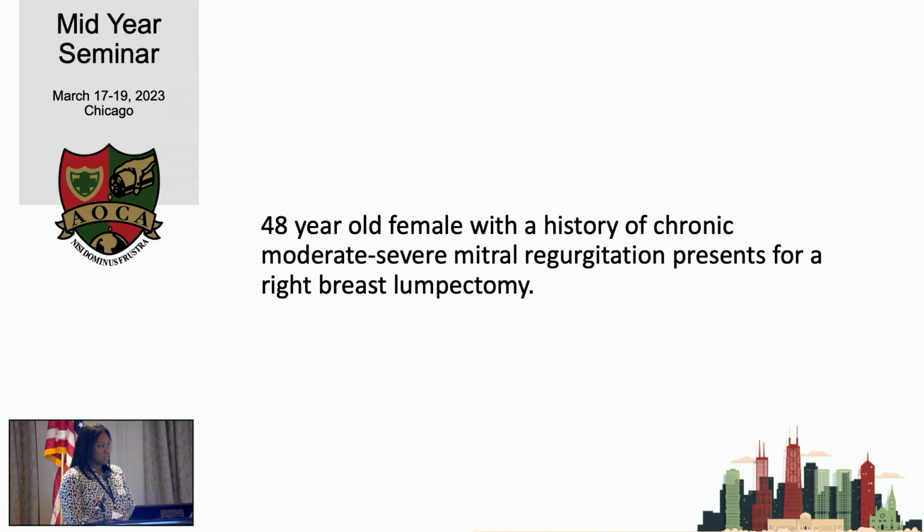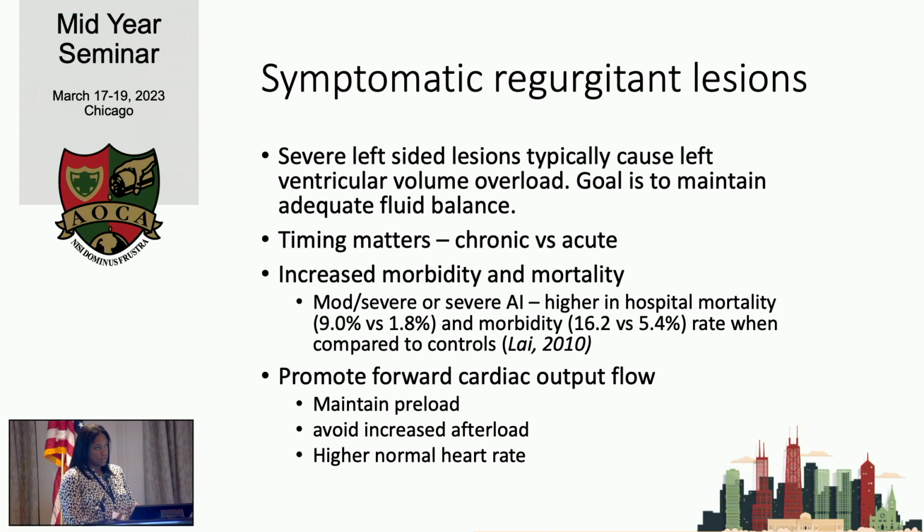For the next case, it's a 48-year-old female with a history of chronic, moderate to severe mitral regurgitation who's presenting for left breast lumpectomy. So another area where a cardiac anesthesiologist can provide guidance is when dealing with severe symptomatic regurgitant lesions. Generally, regurgitant lesions are much more well tolerated than stenotic lesions, but severe left-sided lesions can typically cause left ventricular volume overload. And ultimately, the goal is to maintain adequate fluid balance.